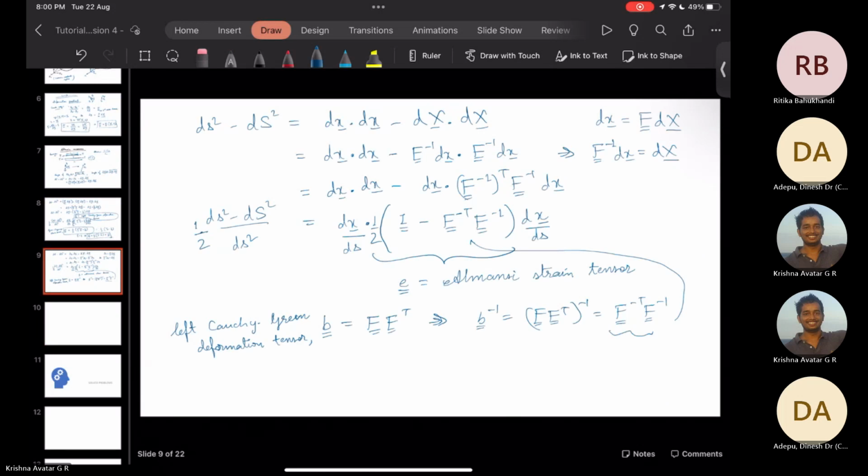Before that, let me just first add the expression of E in terms of half into I minus B inverse. Okay, and again E is also in lowercase because it also exists in the current configuration.